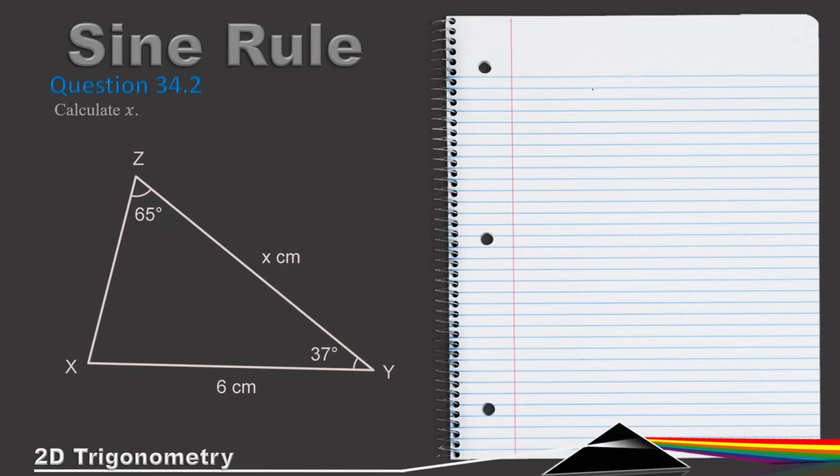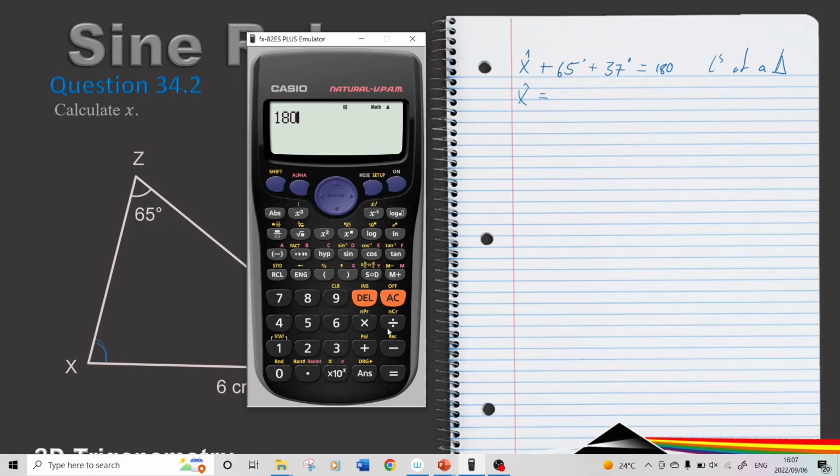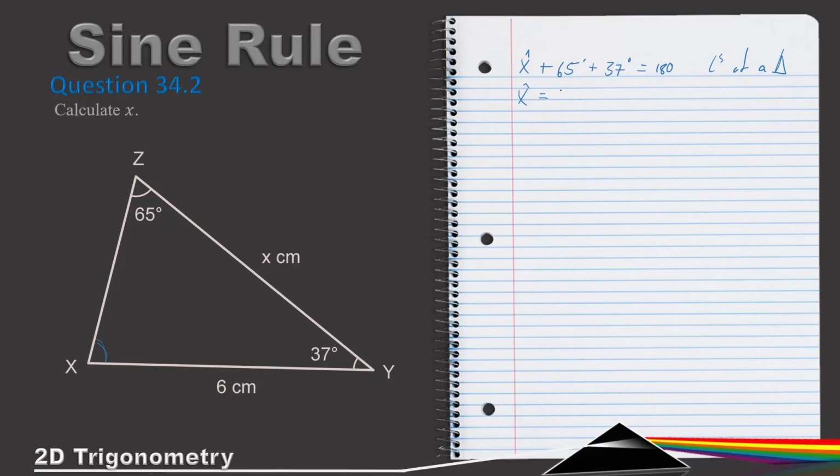Okay, then calculate x again. But now, in this case, we actually don't have the opposite angle. But we do have the other two angles of a triangle, which means we can just quickly solve for that angle x. Because we know if we add up all the angles of a triangle, that should give us 180. So x equals 180 minus 65 minus 37. So that gives us 78. Okay, so that is 78 degrees.